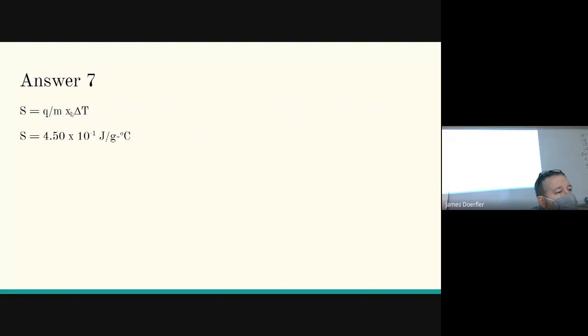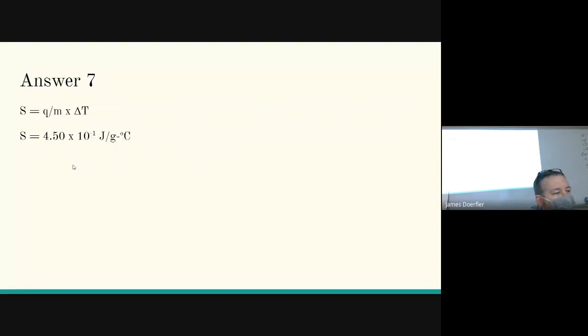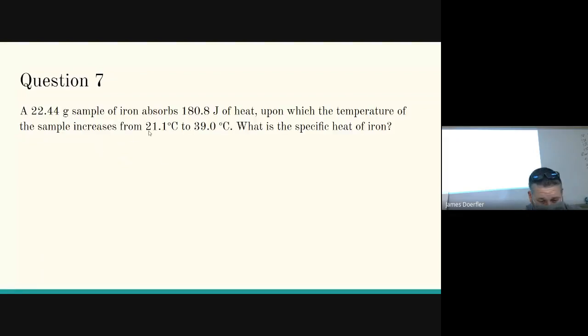And multiply the mass times the change in temperature. You take your final minus your initial, so 39 minus 21.1. Put that together, you get 4.5 times 10 to the negative first joules per gram degrees Celsius. You don't have to put it into scientific notation, it's just good practice. So again, review the sample problems that we did in class when discussing specific heat. That's why we do them, so you can go back over them, and I hope you write them down as we go over them as well.